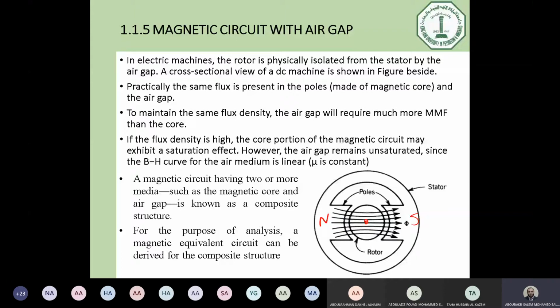This is because in free space or an air gap, the permeability, or relative permeability, is unity. So the relation between B and H is a linear relation. Okay.